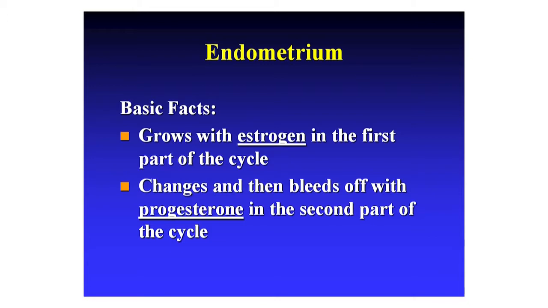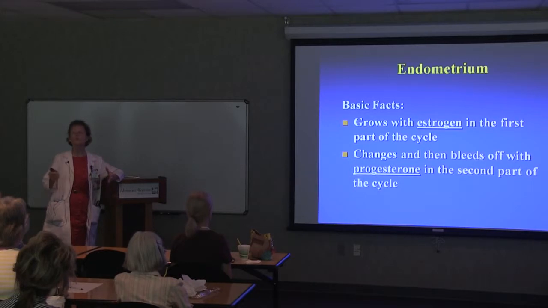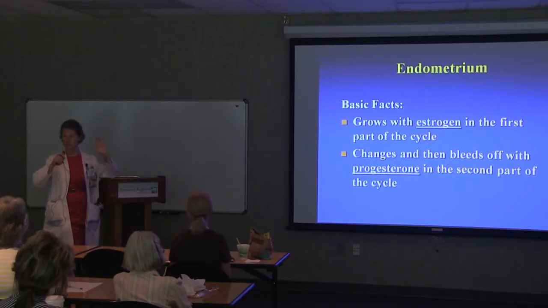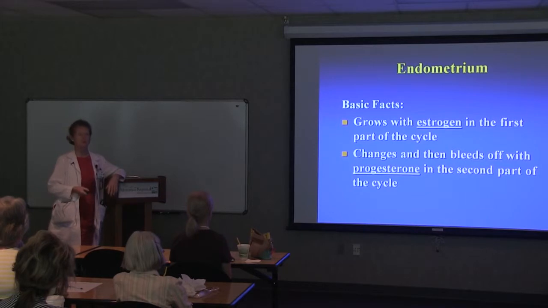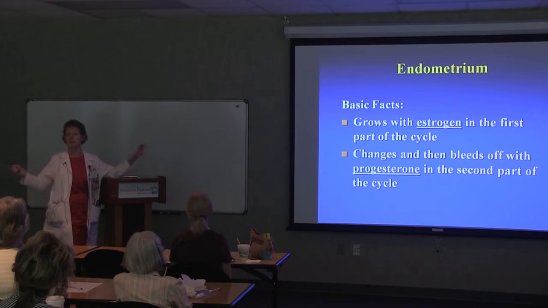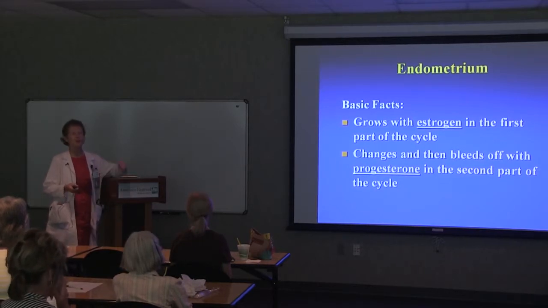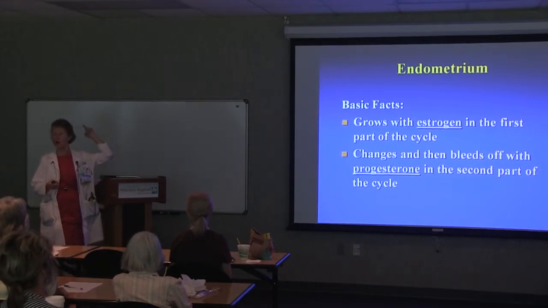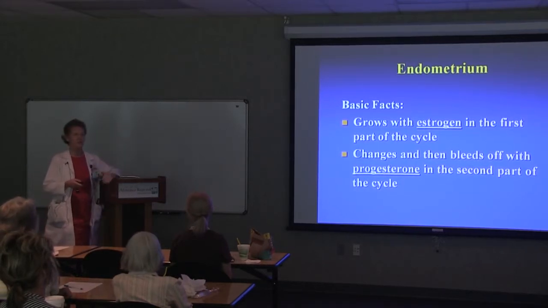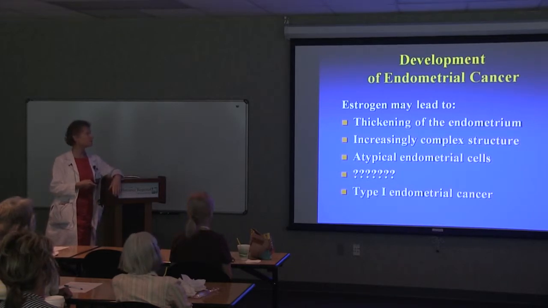Progesterone is the hormone of the second part of the menstrual cycle, and its function is to prepare the endometrium for pregnancy, and if there is no pregnancy, to change it around so it is shed as a period. So always keep in mind, and with that you can understand the rest of the lecture on uterine cancer. Estrogen makes the endometrium grow, progesterone makes it get smaller and makes it have a period.